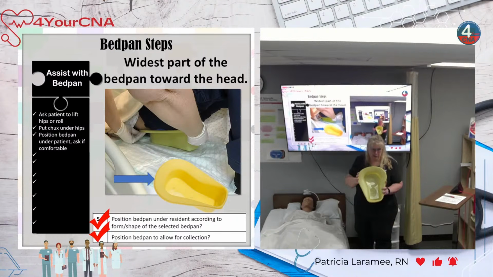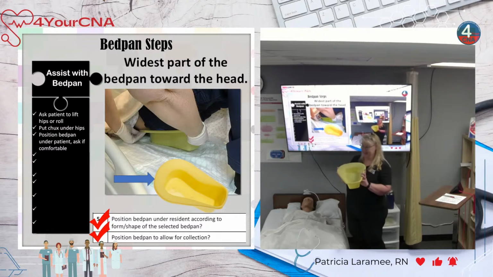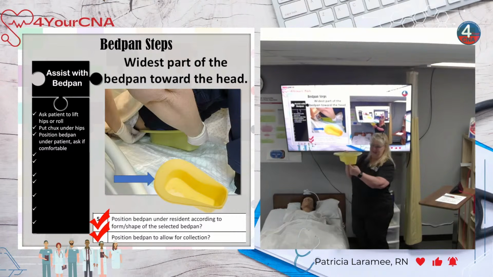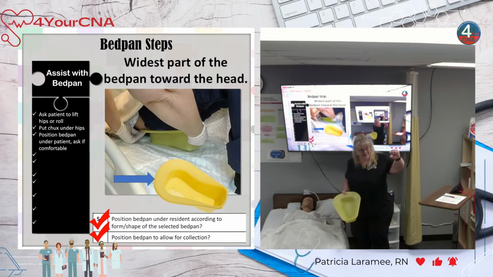Good, good. Okay, let's talk physics. This is the widest, deepest part of the bedpan. Deepest. Here, where your patient's undercarriage currently sits, is this deep.